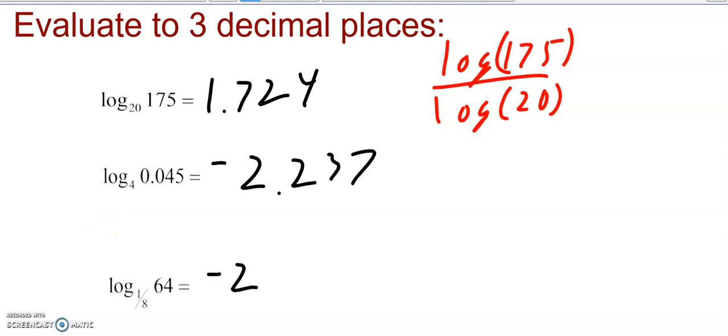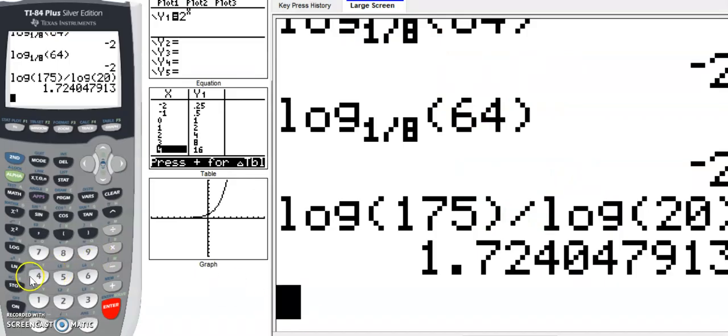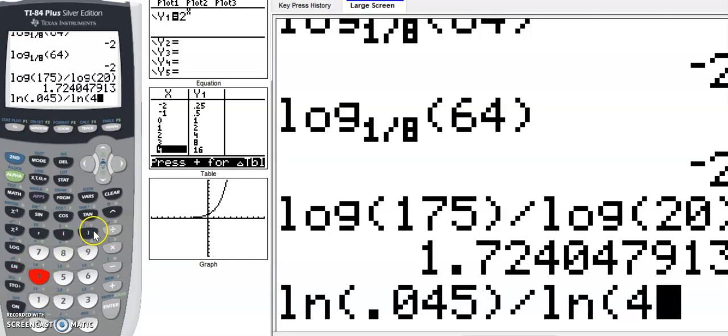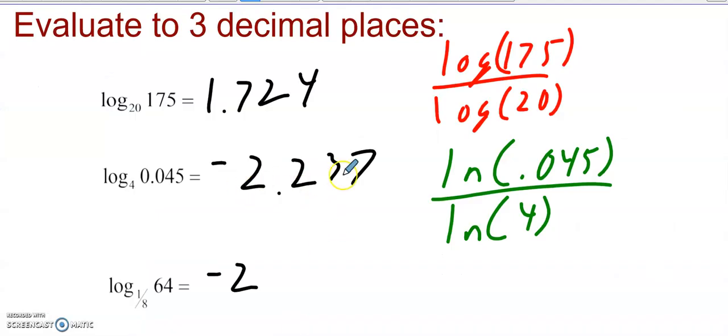Just for example, let's look at this one. And here I'm going to again use natural log instead of log base 10. So I could type into my calculator ln of 0.045 divided by ln of 4. And if I go to my calculator, ln of 0.045, close parentheses, divided by ln of 4, close parentheses. And boom, we get negative 2.237, which again is exactly what we got by using the log base.